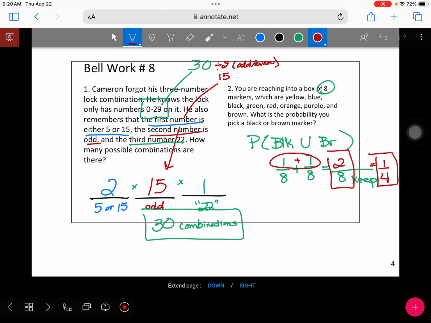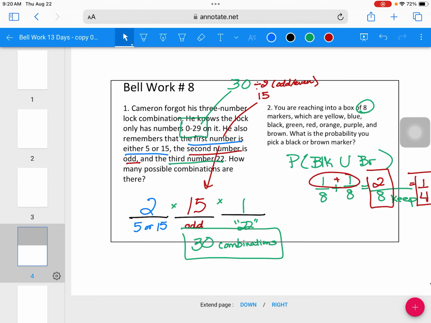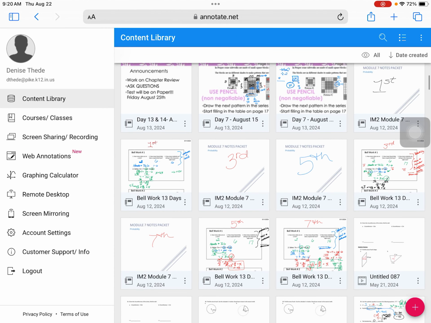All right, let's jump right into conditional probability. Turn in your notes to conditional probabilities.